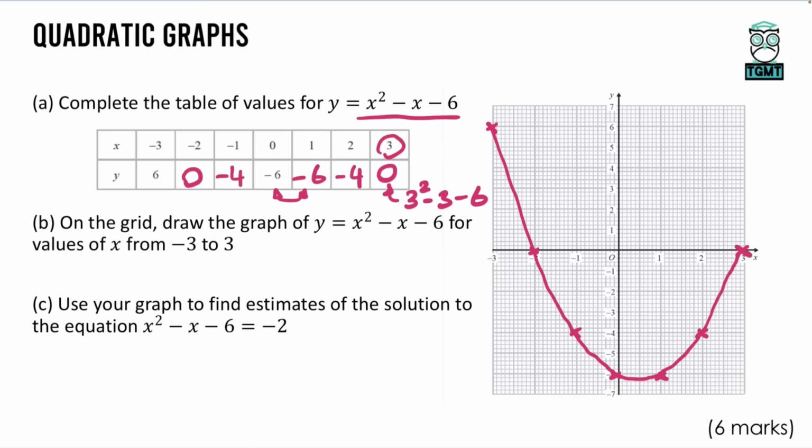This method can be applied to all the different graphs as well. So if you're drawing a reciprocal or if you're drawing a cubic, you can use table mode to find those points, but it's just substituting the x values in and drawing it with a nice smooth curve.